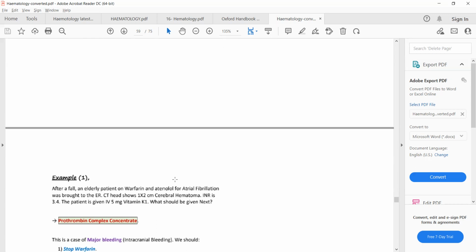If a person is on warfarin and he has developed intracranial hemorrhage or he has developed gastrointestinal bleeding, then the management will be the same no matter whatever his INR is, either 4 or 5, it doesn't matter. You will consider INR only in case of minor bleeding.